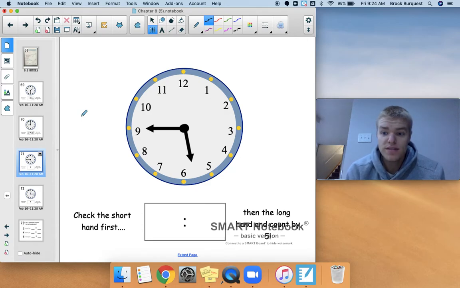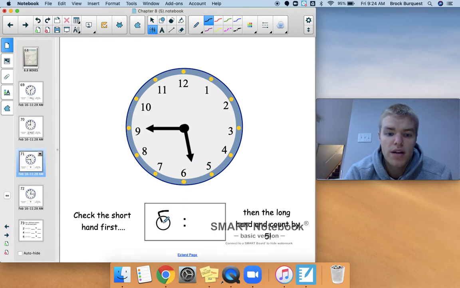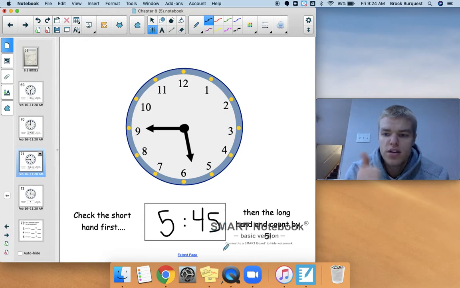Everyone have their answer written down? All right, let's check it. So I see my longhand is not pointed right at a 6 or a 5. And remember, the clock moves this way, so I know that we're still in the 5 spot. Okay, and when it's pointed at the 9, we don't write 5:9. We'll have to count by fives again. 5, 10, 15, 20, 25, 30, 35, 40, 45. Awesome. So if you had 5:45 written down, great job, you got that one right.